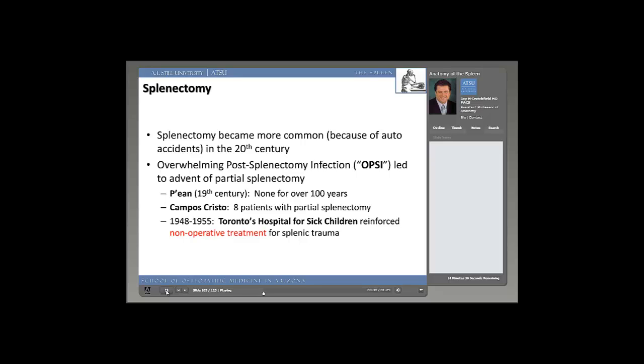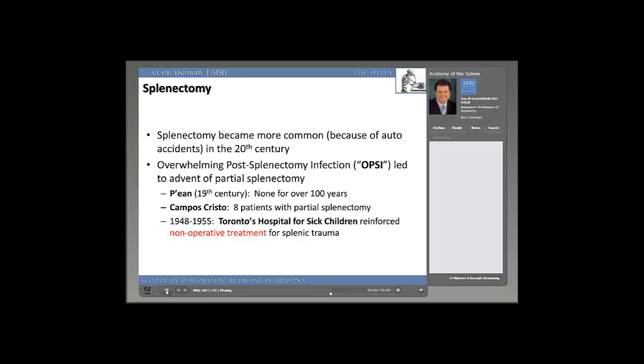Toronto's Hospital for Sick Children began a study and came to the conclusion that non-operative treatment often worked for children, and because overwhelming post-splenectomy infection is more common in children, it turns out that performing splenectomy on a child could lead to OPSI. Toronto's hospital set the standard for non-operative treatment in children for splenic trauma.